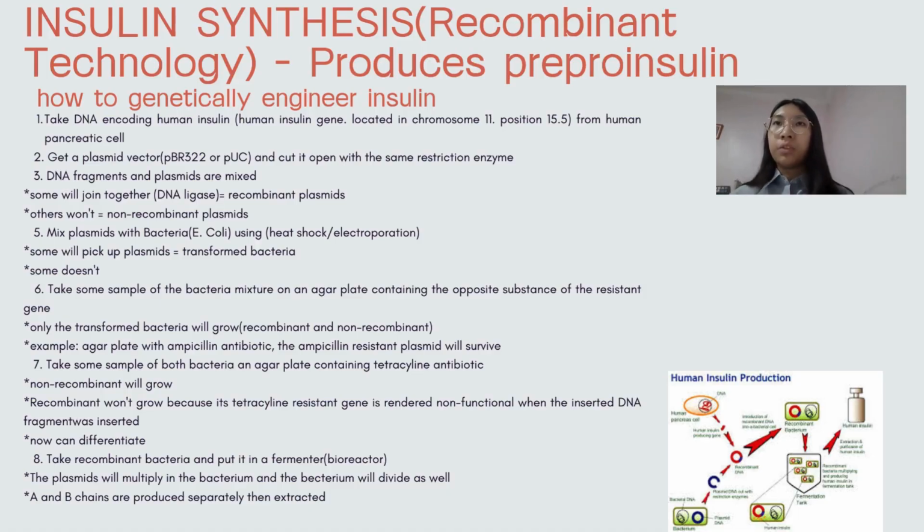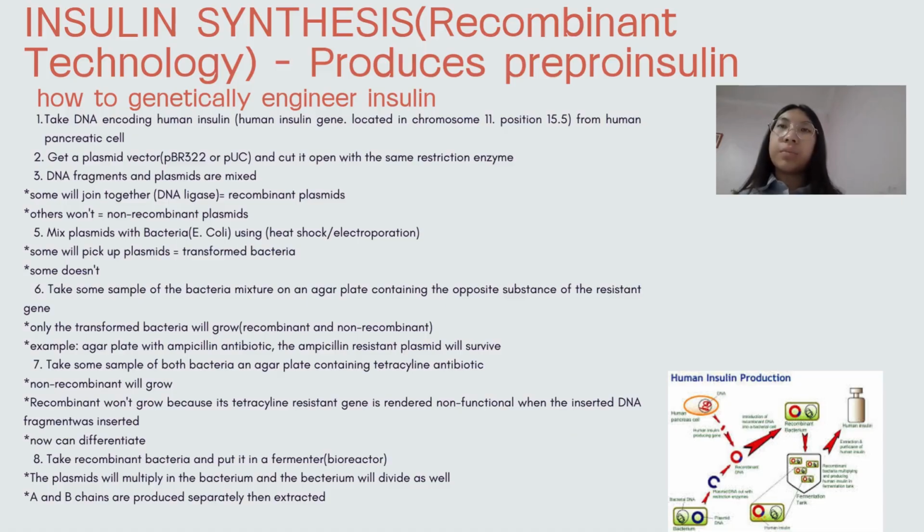And then after mixing the plasmids with bacteria, we have to take a sample of the bacteria mixture on an agar plate containing the antibiotic corresponding to the resistance gene. So the transformed bacteria will grow. This could be the recombinant plasmids or the non-recombinant plasmids. So for example, an agar plate with an ampicillin antibiotic will make sure that the ampicillin-resistant bacteria will survive.